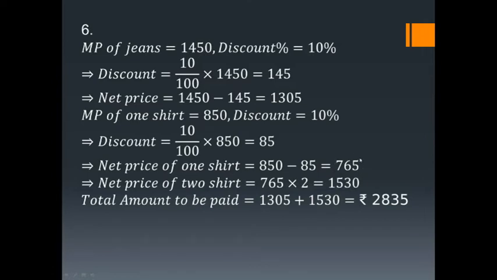But that is only for one shirt. Just like the same shirt, I want to buy another also. So I have to buy two shirts. In order to buy two shirts, I have to multiply 765 into two. So I get 1530.